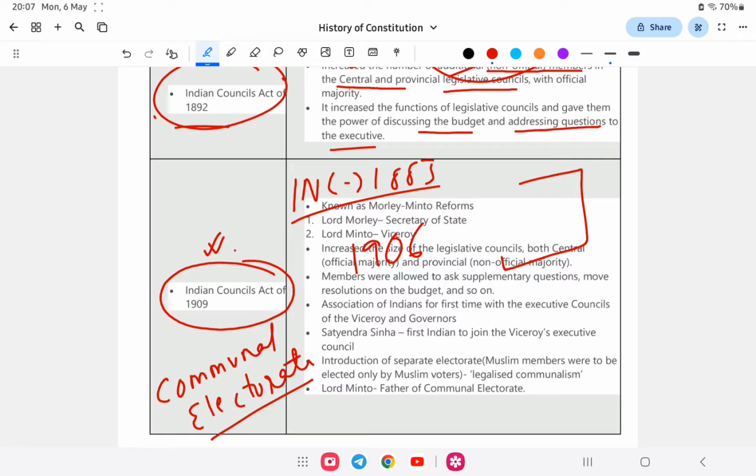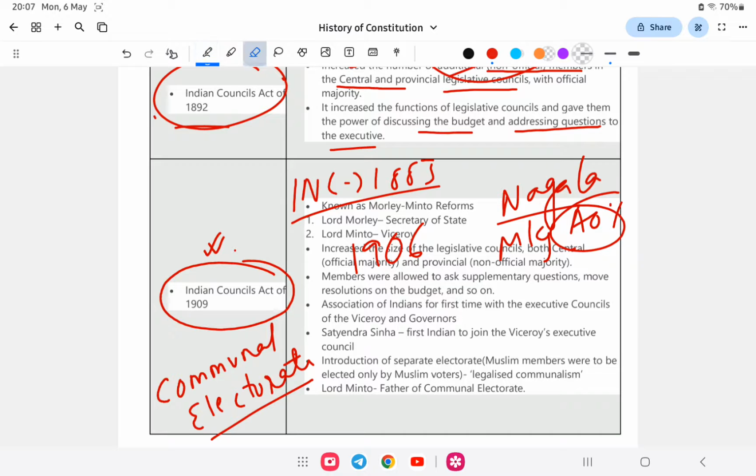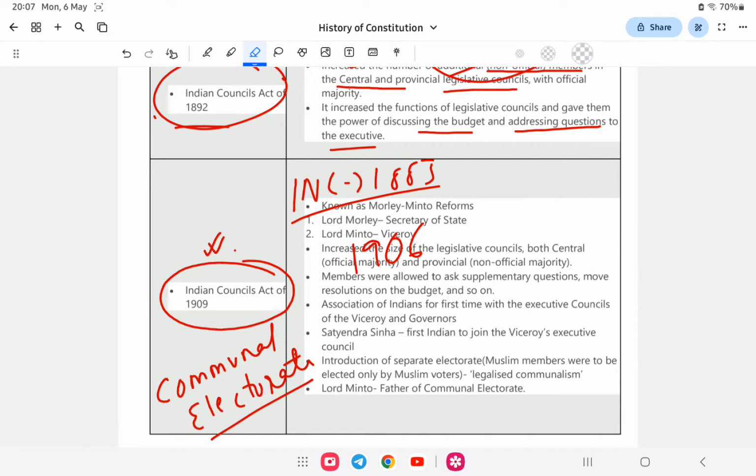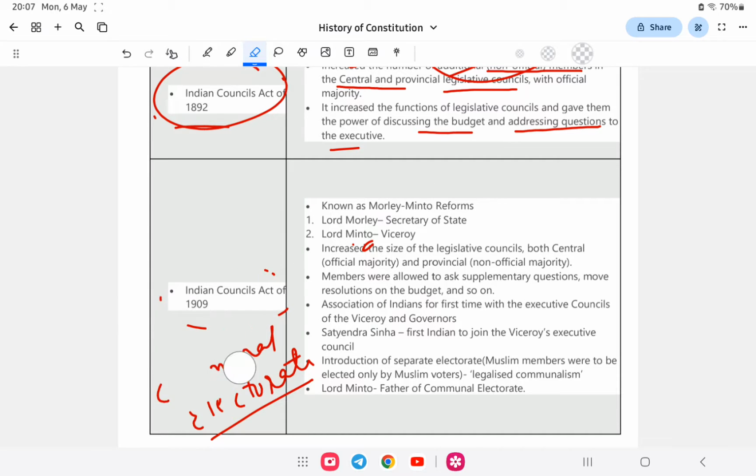That means, suppose in one area there are many Muslims, say 90% Muslims, and in that area only a Muslim candidate can stand. Even if a Hindu is more capable, he will not be eligible to be elected. It is like in Nagaland, for example, where others would not be eligible to be elected even if more capable. So that is the communal electorate, that is, election on the basis of religion.